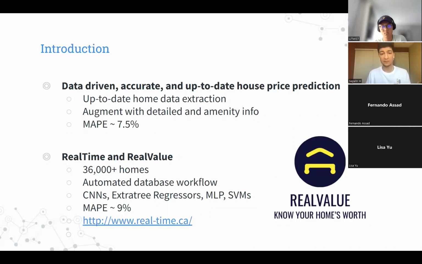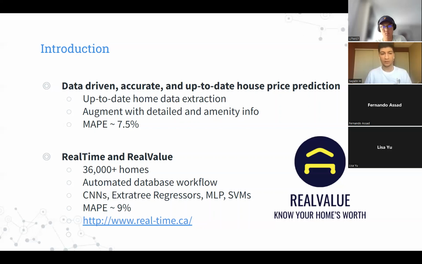And this was mainly due to our improvements to our database. So we went from 500 homes to over 36,000 homes, and our whole database workflow was automated. So every 12 hours, we would use Docker files and GitHub Actions to extract homes from our APIs, augment this data, and store it in our MongoDB database.